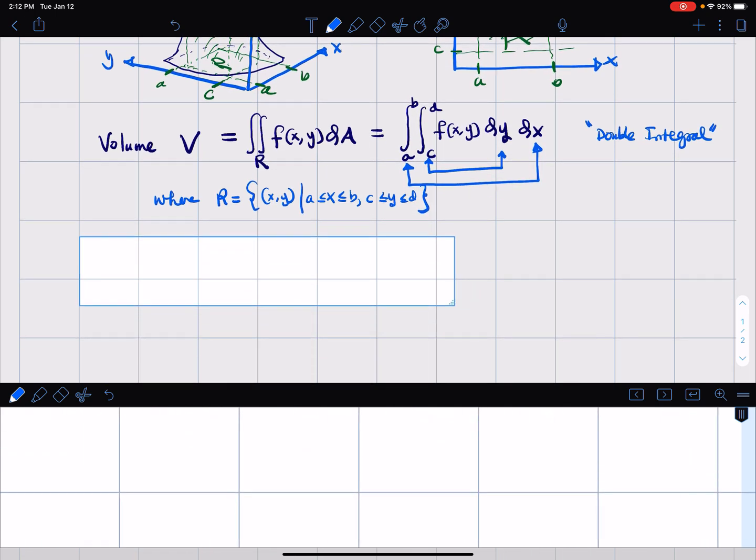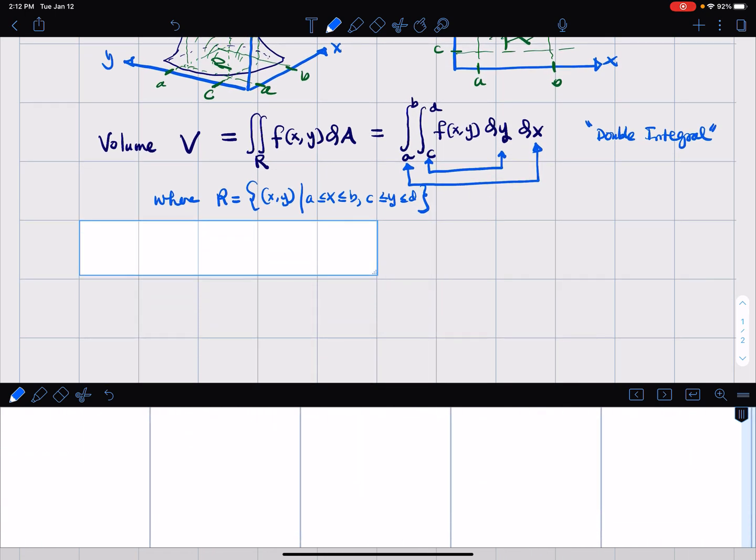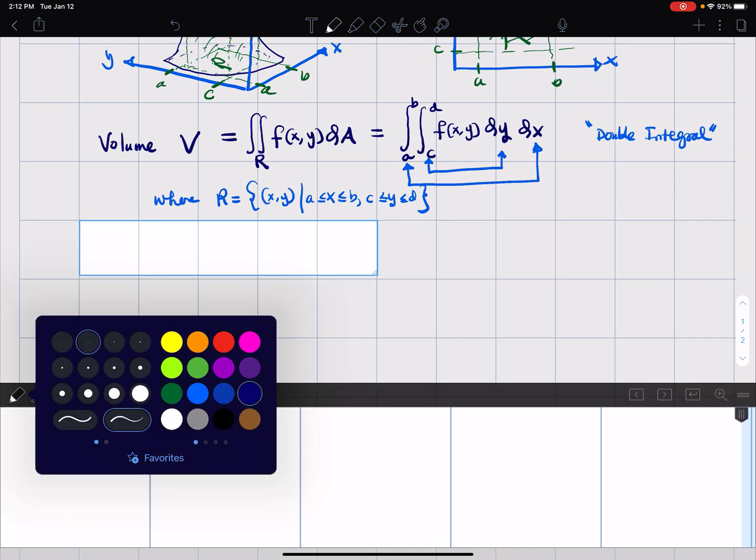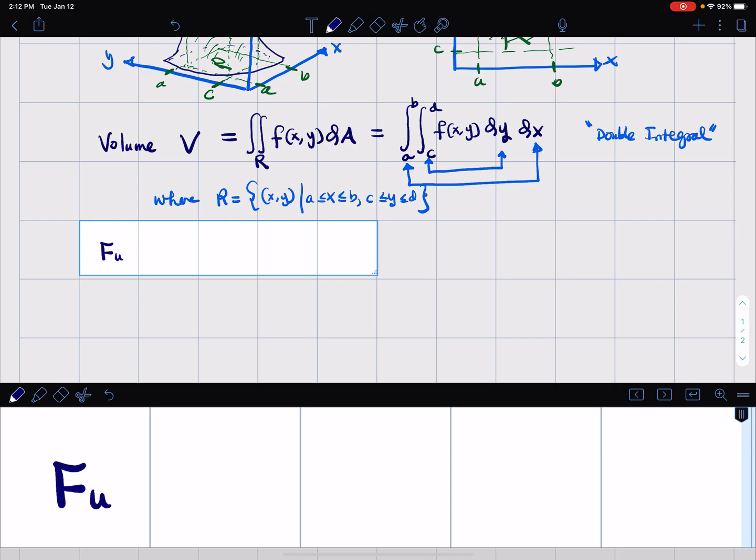And since it's a rectangular region, there is actually a fact that I have to state for you. This fact is called Fubini's Theorem.